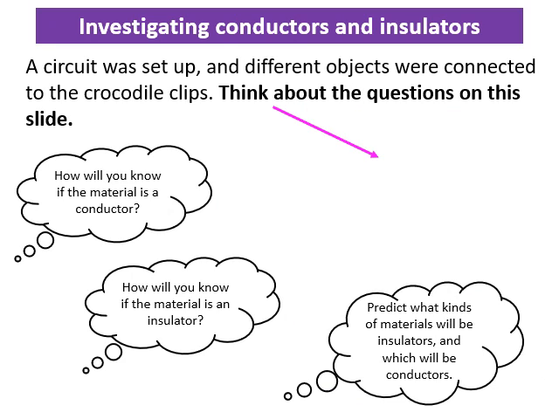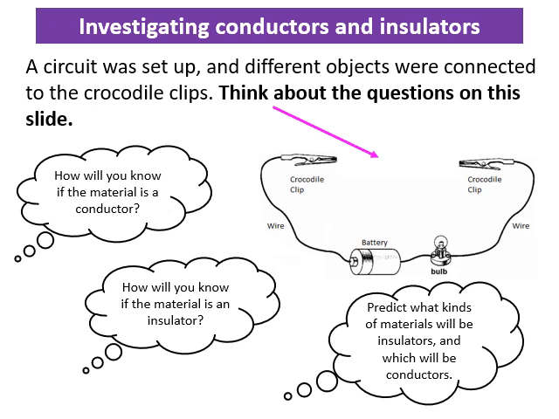Okay, so hopefully you got an okay with that first explore task. This circuit's been set up, and where the pink arrow is pointing, different objects were put between the crocodile clips, and we saw what happened. So how will you know if the material is a conductor? How will you know if it's an insulator? And what kind of materials will be insulators and conductors?